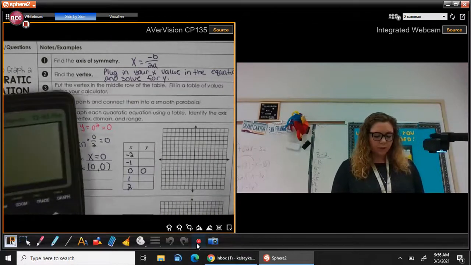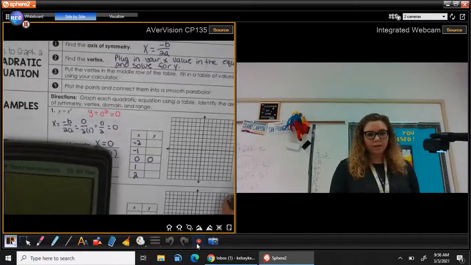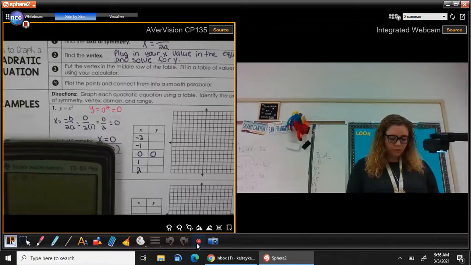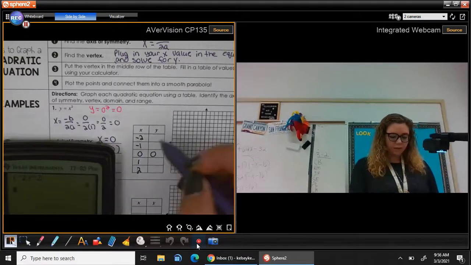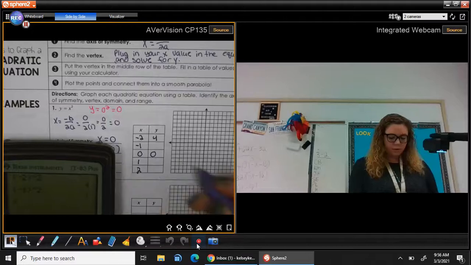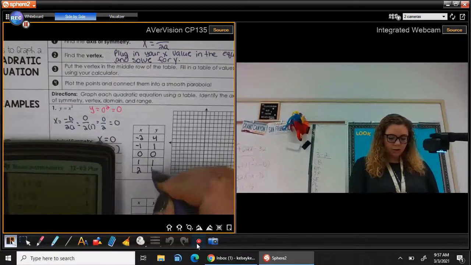So I'm going to use my calculator. My equation is y equals x squared. I'm going to do negative 2 squared, which gives me 4. Notice how I put that negative 2 in parentheses. Then negative 1 squared, which is 1. Then 1 squared, which gives me another 1. And finally 2 squared, which is 4.